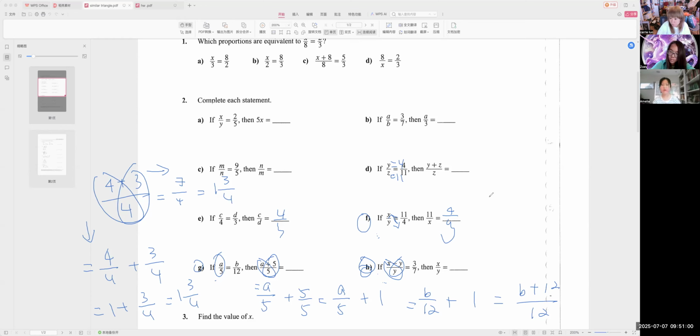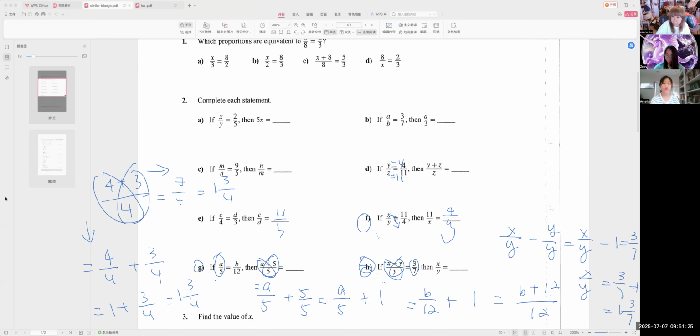Done? So this one is easy. So x minus y over y equals what? Equals x over y minus y over y, right? Amelia? Equals x over y minus 1. So we know this whole thing equals 3 over 7. So x over y equals what? 3 over 7 plus 1 equals 1 and 3 over 7.